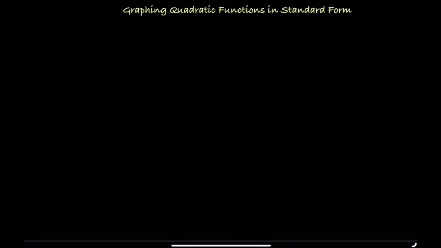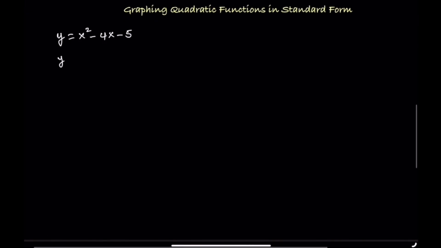Ever wondered how to graph a quadratic function that looks like this? Y equals x squared minus 4x minus 5? In this video, we'll go step by step through how to find the axis of symmetry, vertex, y-intercept, and how to plot points to sketch the curve. Let's get started. Example 1, y equals x squared minus 4x minus 5.